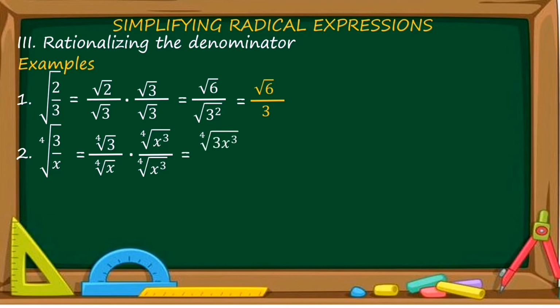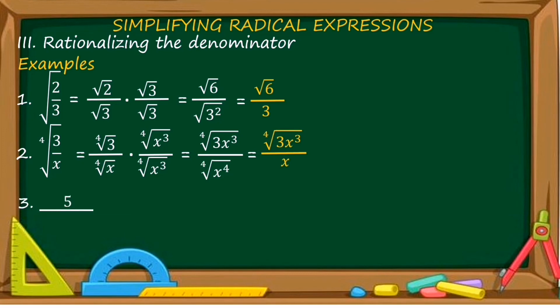It is equal to the fourth root of 3 x raised to 3 over the fourth root of x raised to 4. As you notice, the exponent of x now is 4, which is equal to the index, meaning to say, we can eliminate now the radical expression. So that is equal to the fourth root of 3x raised to 3 over x.